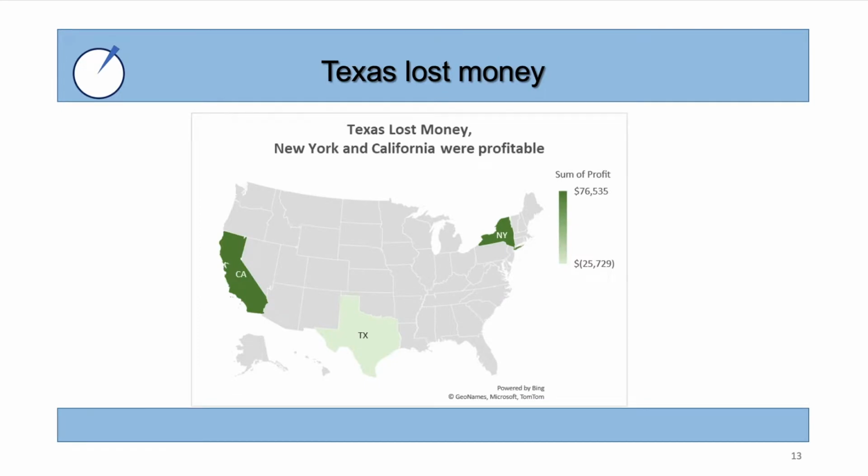So now we're going to move on to the next portion of our presentation, which is focused on the actionable insights and recommendations. And we're going to use the charts that we've made to build our rationale behind our recommendations. So this first chart here, we can see is a map chart, and it displays that Texas lost money and California and New York were fairly profitable states.